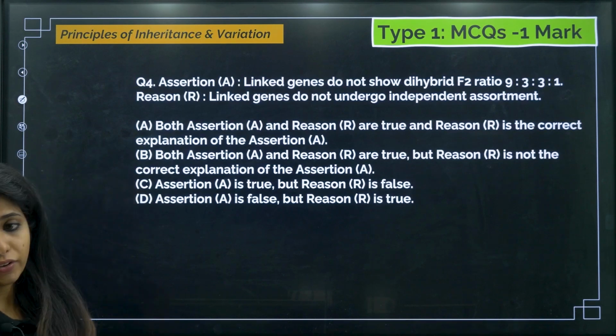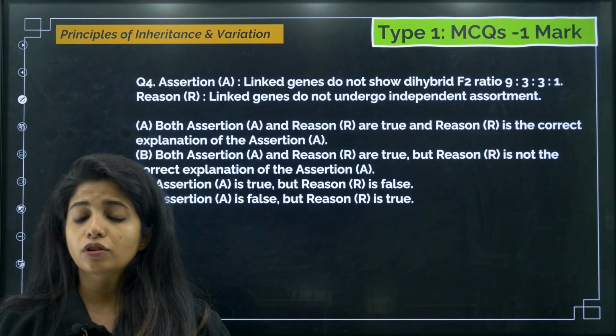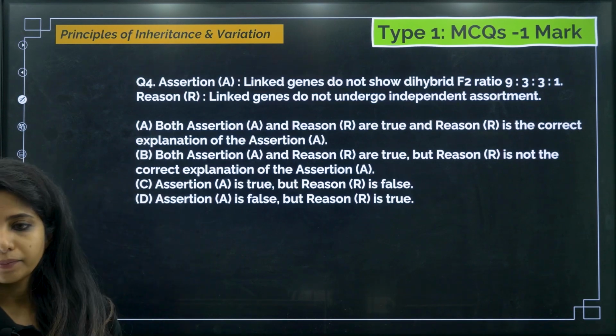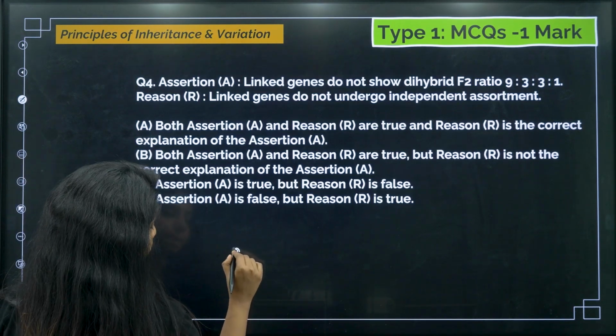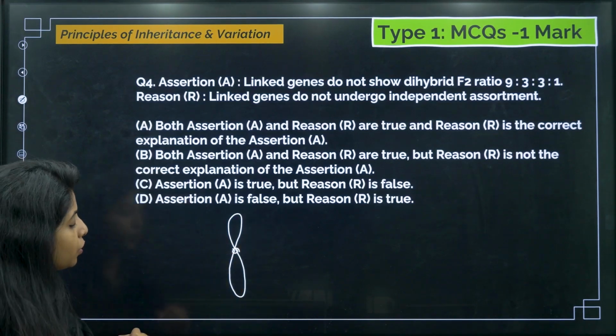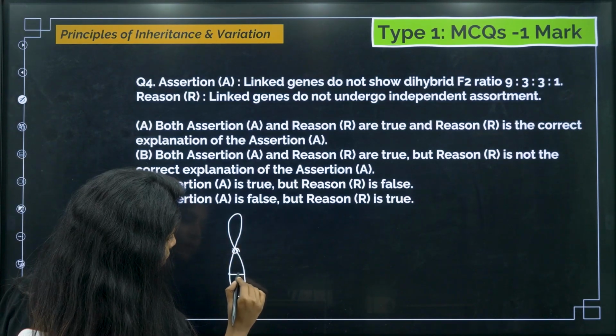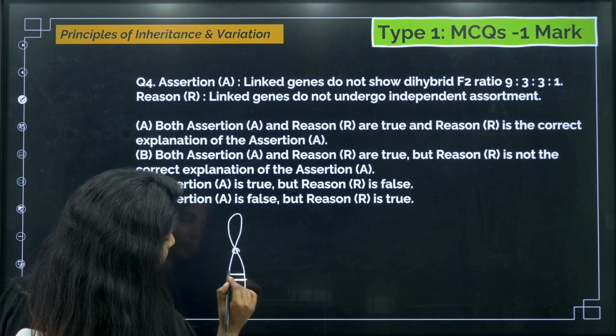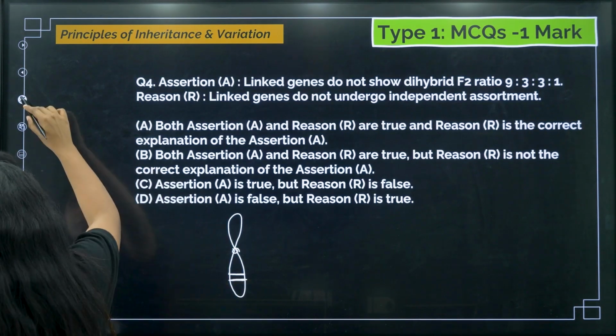Going ahead, assertion and reason question. Linked genes do not show dihybrid F2 ratio, that is 9:3:3:1. What do you mean by linked genes? So basically, this is a chromosome, and on the chromosome I say this is a gene, this is another gene for another character. Okay?